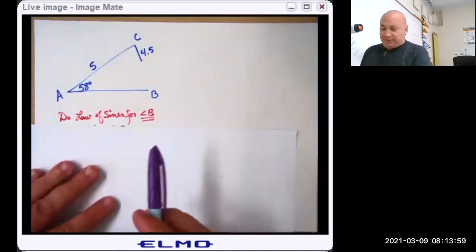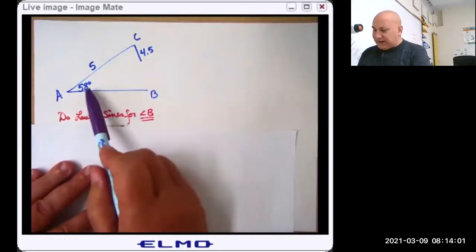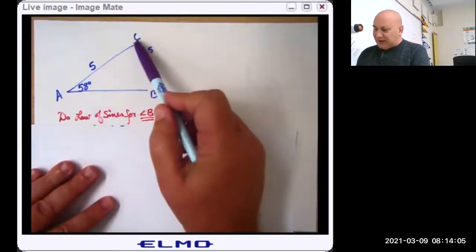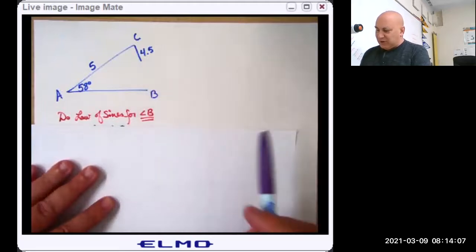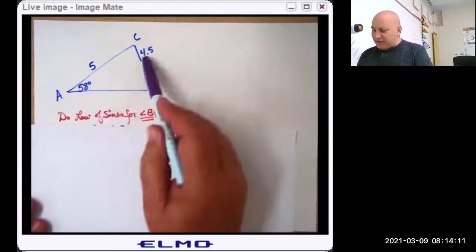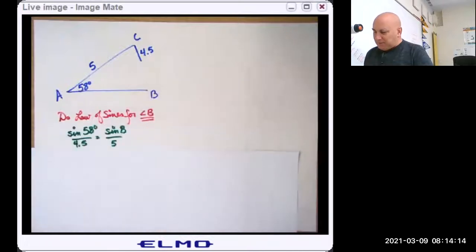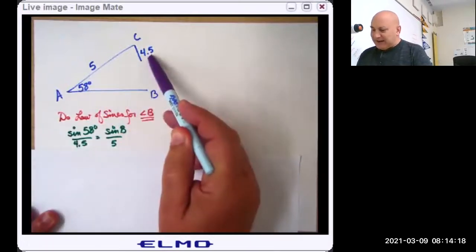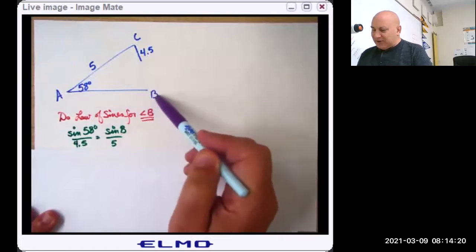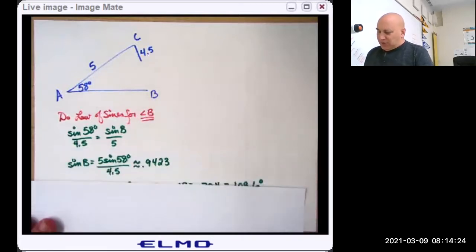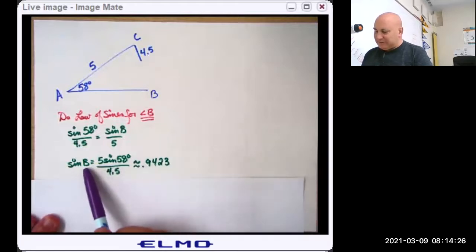So here we have triangle ABC. We're given that angle A is 58 degrees, side B is 5, side C is 4.5. Let's find angle B. We have the ratio: the sine of angle A divided by side A is equal to the sine of angle B divided by side B. Solve for the sine of B.